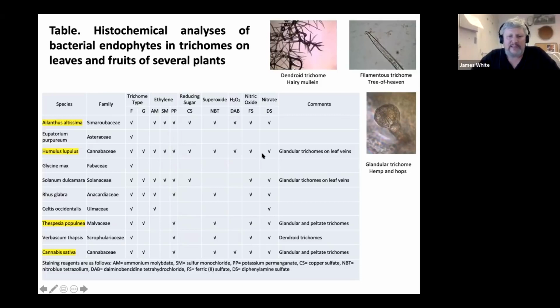And you can see all these checks show where we did a test and we found that those chemicals are present, like ethylene, for example, in this Ailanthus altissima, this is tree of heaven. You can see that ethylene is produced by 3 different tests. We measured 3 different stains, histochemical tests. Superoxide, you can see superoxide is there, and so forth. You get the point of this table.